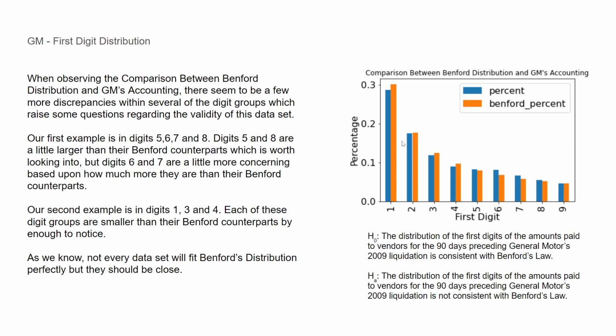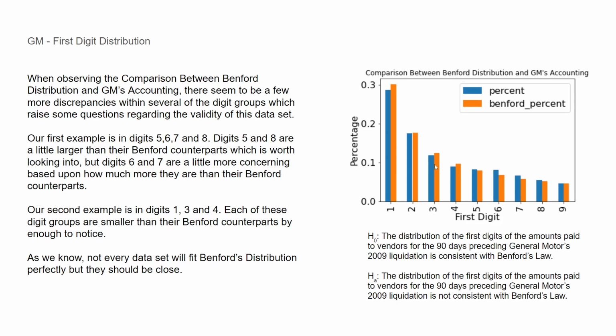Our first example is in digits 5, 6, 7, and 8. They're a little bit larger than their Benford counterparts, which is worth looking into, but especially digits 6 and 7, they're a little bit bigger than 5 and 8. And a little bit more concerning because of that size compared to their Benford counterparts. Like I said, it's not a huge amount, which we'll see in a little bit in a couple of the other investigations.